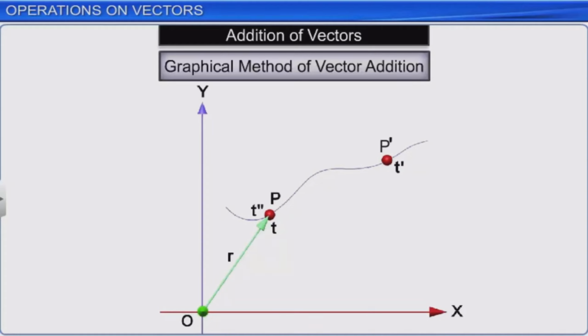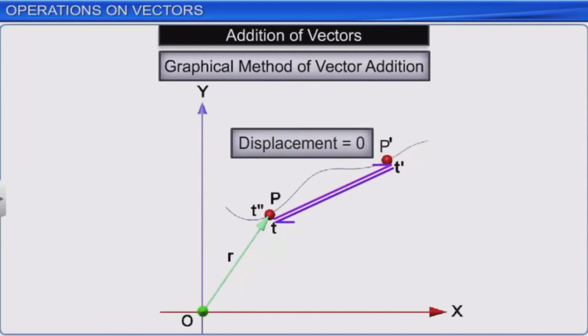The displacement of the body during the time interval t to t double dash is 0, as the body has returned to its initial position. Its displacement is thus represented by a null vector, which is just a point with zero magnitude and without any arrow.